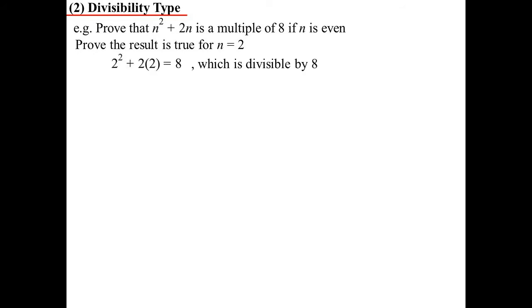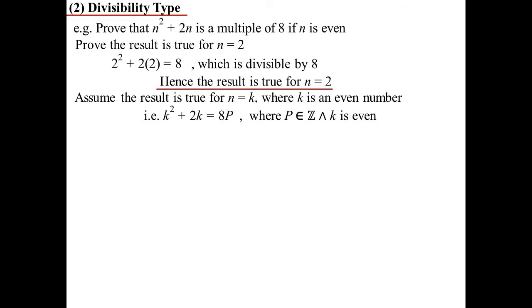The other type that we looked at last year was divisibility type. So let's do one of those. I'm going to prove that n squared plus 2n is a multiple of 8 if n is an even number. Well, in this case, the first case would be 2 rather than 1, because we're talking about even numbers. So the first case, 2 squared plus 2 times 2, 8. And 8 is certainly a multiple of 8. So that's good.